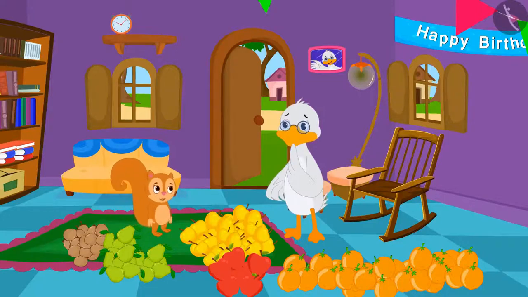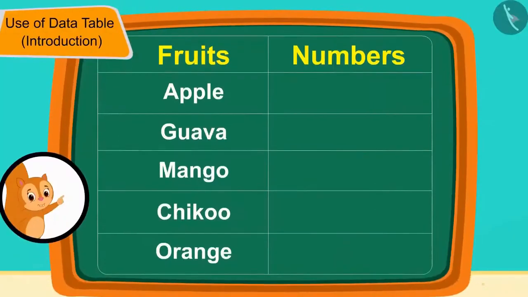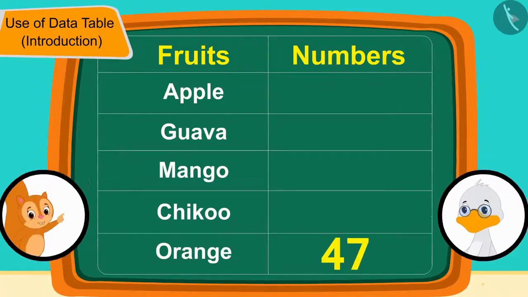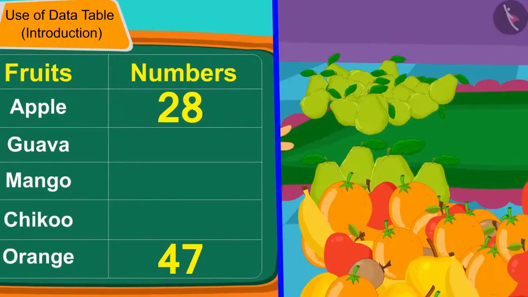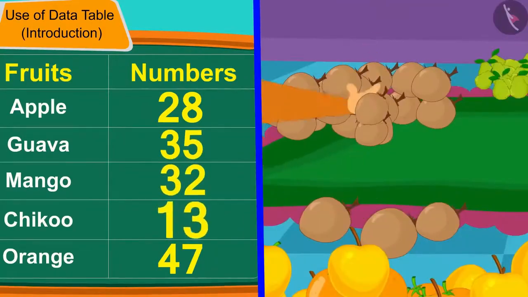Uncle, Do you remember the number of oranges? Chanda asked Uncle. Uncle immediately said, 47. Chanda wrote this number in front of the orange in the table like this. Uncle and Chanda once again counted all the fruits and wrote their numbers in the table. The table is finally complete.